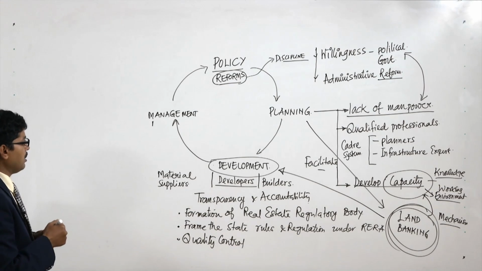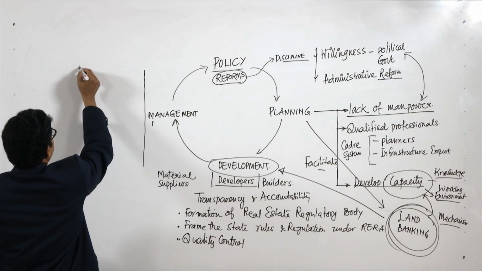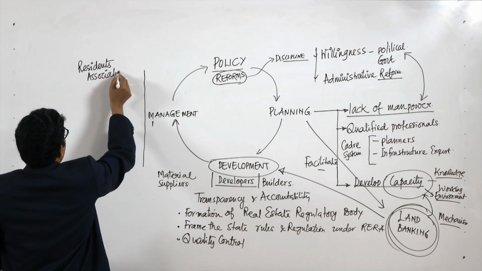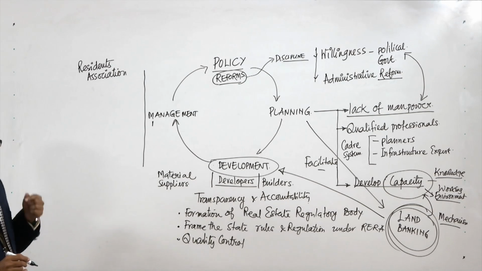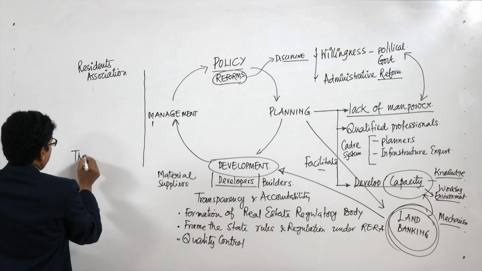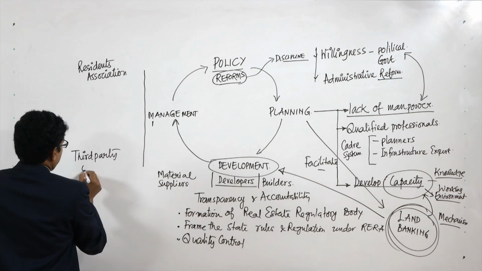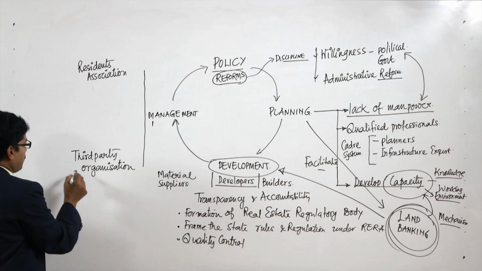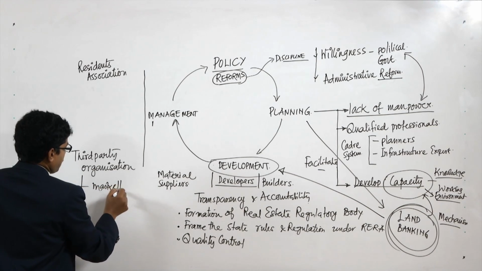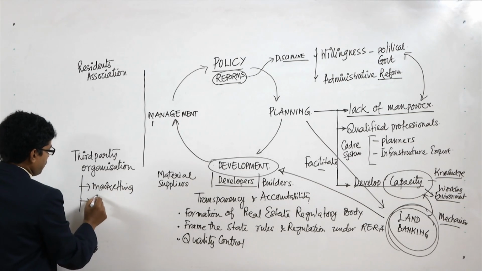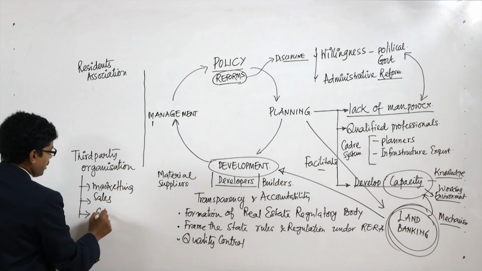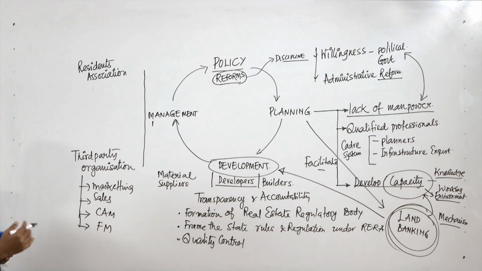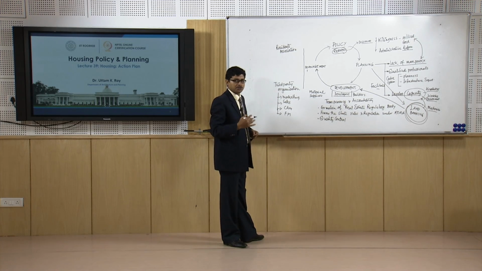Now we come to the management level. In the management level, we talked about the residents association last day. Before the residents association comes into the picture, there are various organizations, like third party organizations, who are involved in marketing. We discussed this aspect last day. Then sales, common area maintenance, and facility management. All these activities can be given to third party organizations as outsourced work.